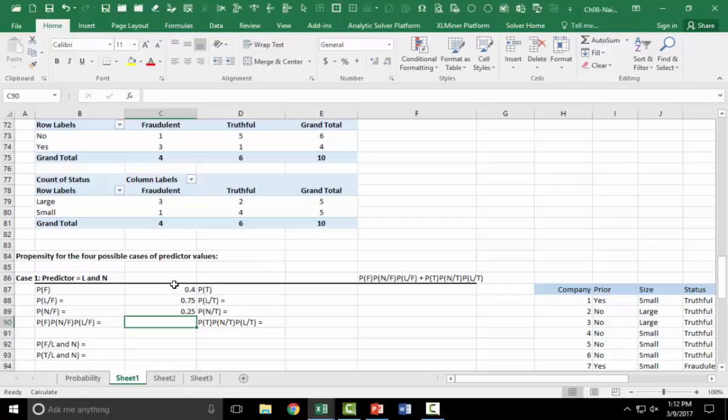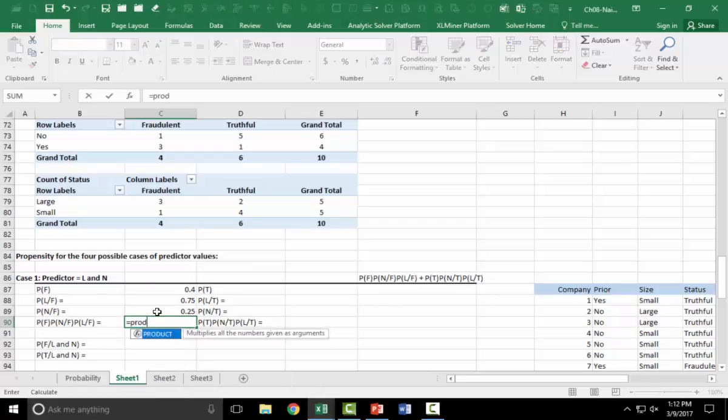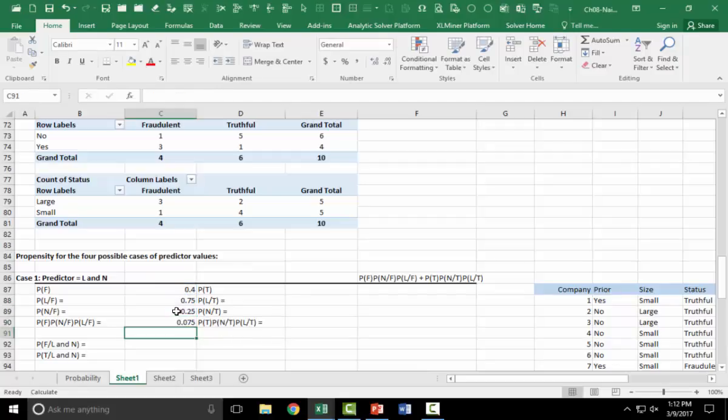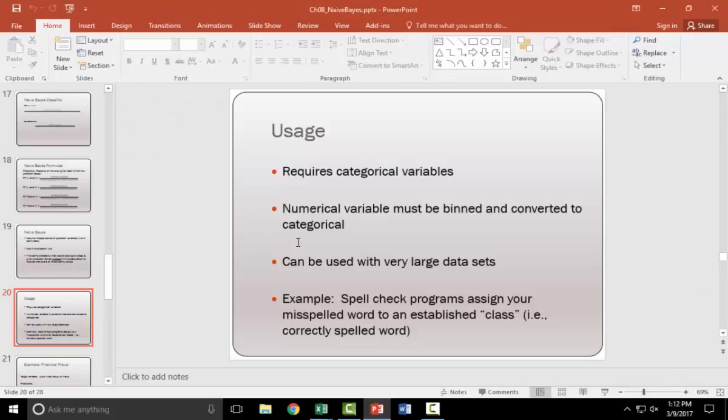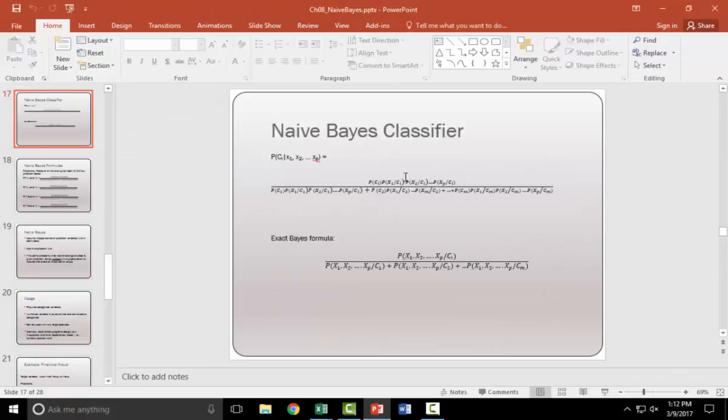Now you multiply these 3 values. If you have more predictors, you will have 1 row for each of those predictors. Now we have only 2. So now we use the function called product of those 3.